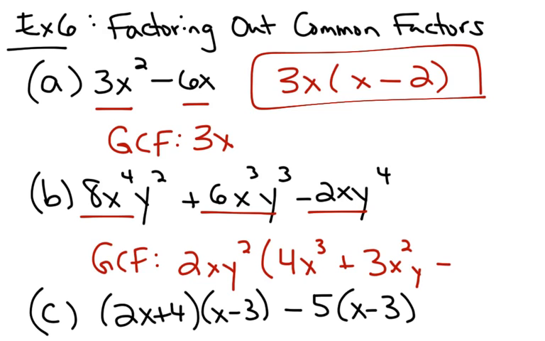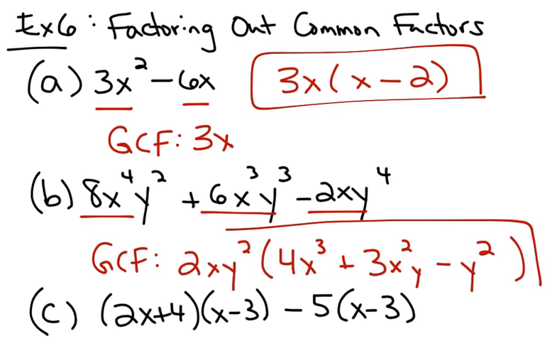And the third term you're left with 1y squared. Because 2 divided by 2 is 1, x divided by x is 1, and y to the 4th over y squared is y squared. So this would be the factored form.